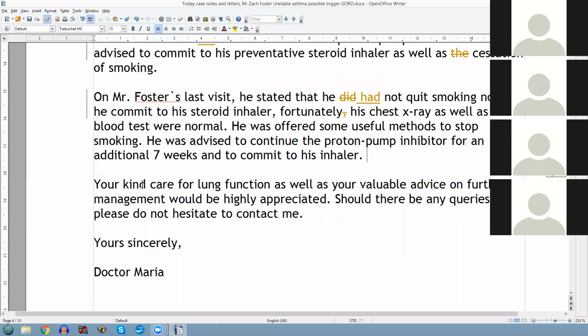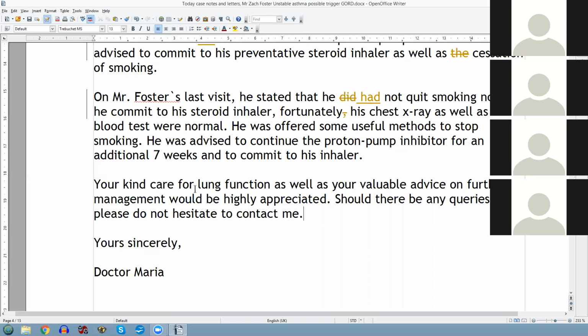Your kind care for lung function. Kind care? What? So if you don't tell him to be kind, he might be unkind. Doesn't make sense, you don't need this kind of stuff. Your kind care, what? So if you didn't ask me to give my kind care, I might give my unkind care. So, and it's not care. They want a lung function test.